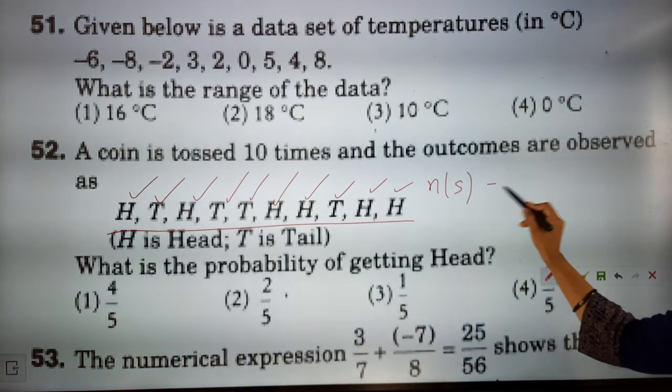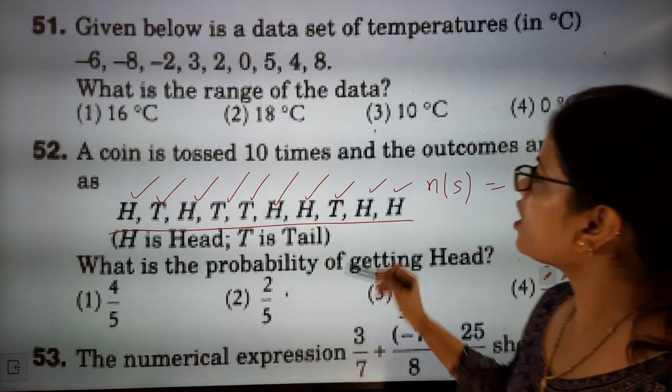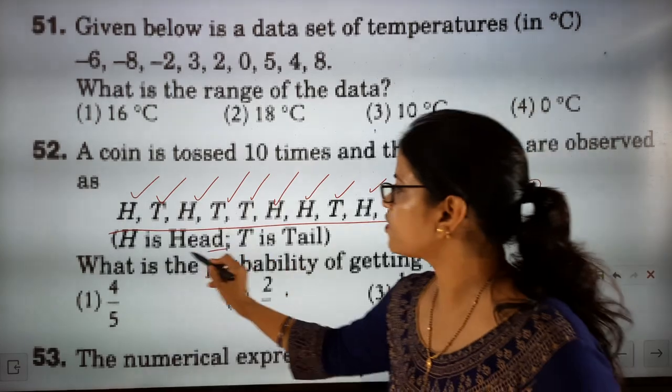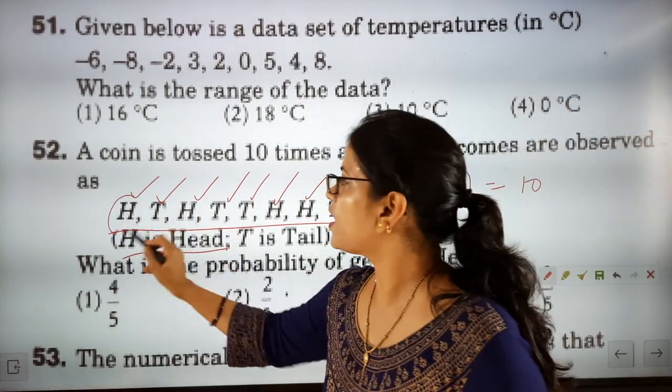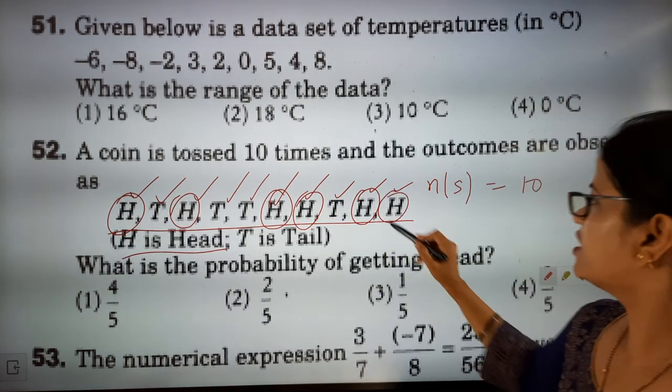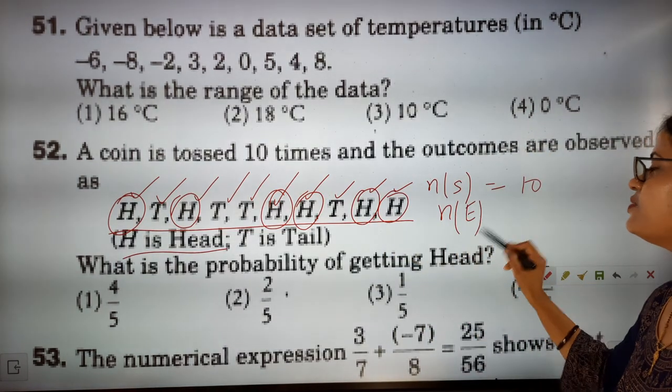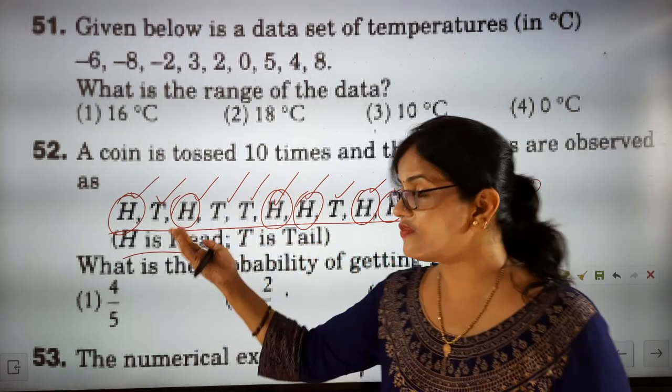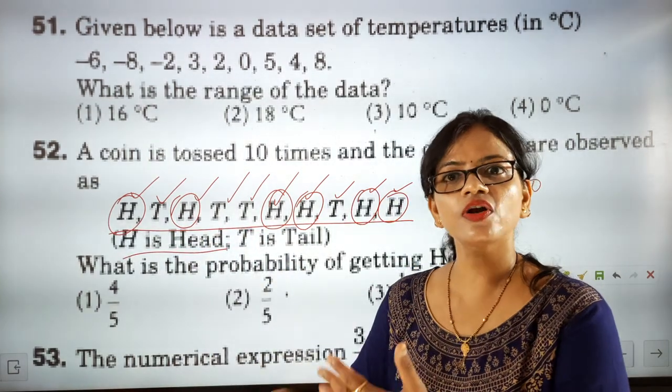10 times. So it is coming as 10. But how many times did you get head? Now count how many times you got head. 1, 2, 3, 4, 5, 6. So event is coming. Event means how many times the event is getting a head. Event is what? Getting a head.